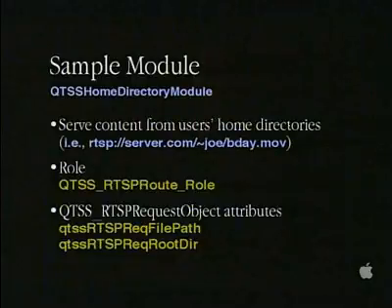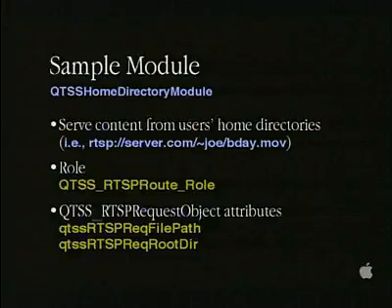To illustrate some of these concepts further, I wrote a sample module that uses some of these API calls. I wanted to serve content from users' home directories. Some of you are probably already familiar with this: when you go to a web server and use a request such as ~joe/index.html, the server is actually getting Joe's home directory or Joe's web server directory.